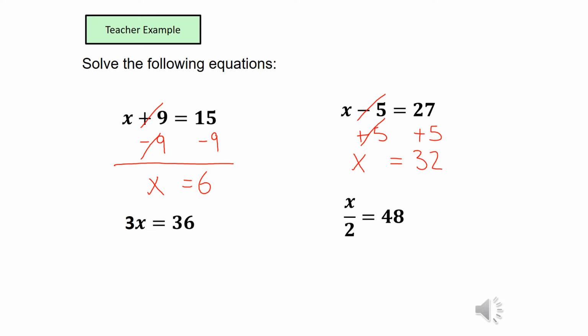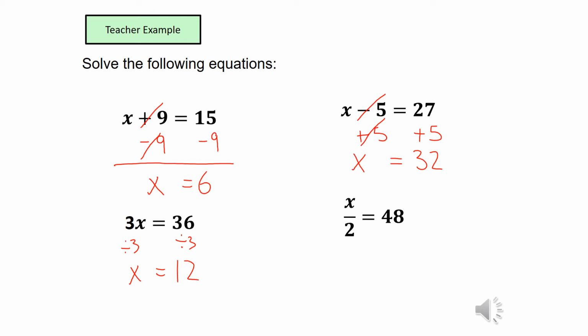Okay, the question in the bottom left hand corner. 3x equals 36. Remember, 3x means 3 lots of x. So you must do the inverse of times by 3, which is divided by 3. So 3 divided by 3 gives me 1 lot of x. So x equals 36 divided by 3, which is 12.